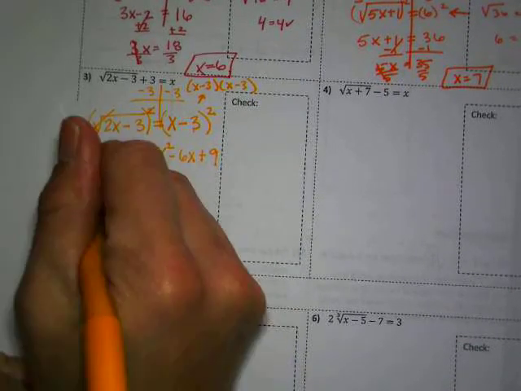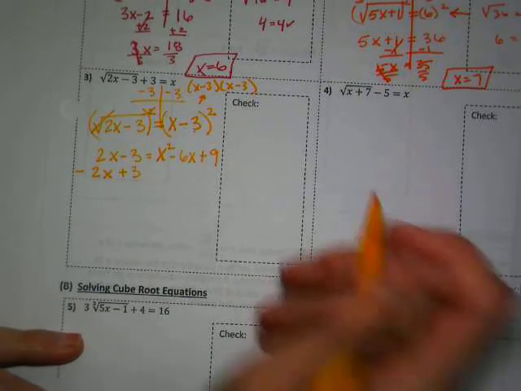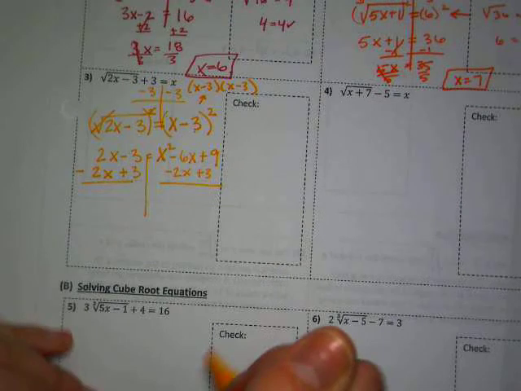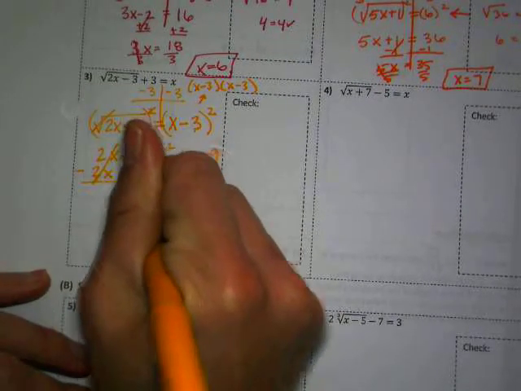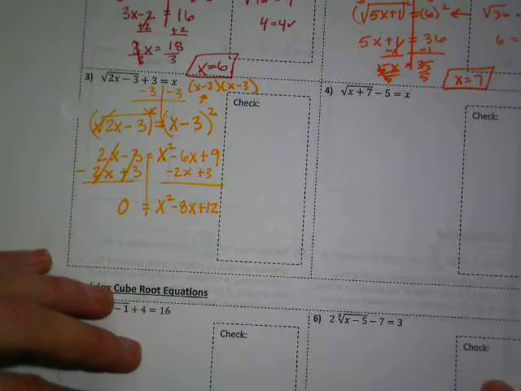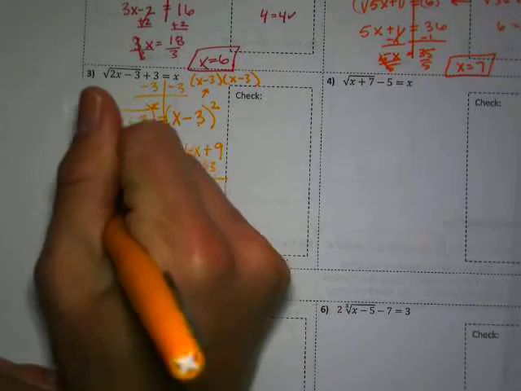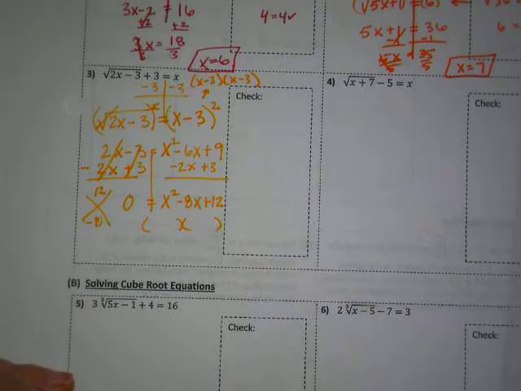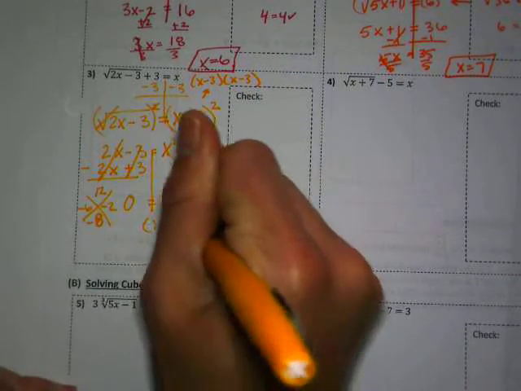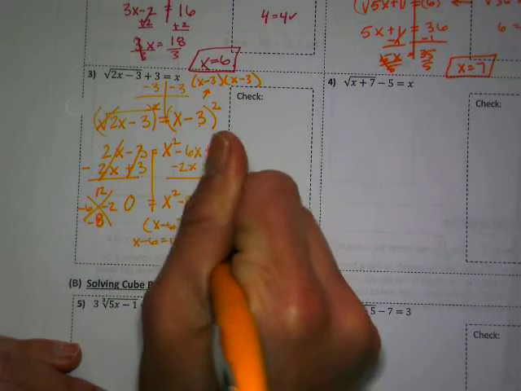So I need to move everything to one side. So I'm going to minus 2x and add 3. So x squared minus 8x plus 12. All right, so now I need to factor it. So what two numbers multiply to give me 12 and add to give me negative 8? Negative 6 and negative 2. And then you make them equal to 0. So x equals 6 and x also equals 2.